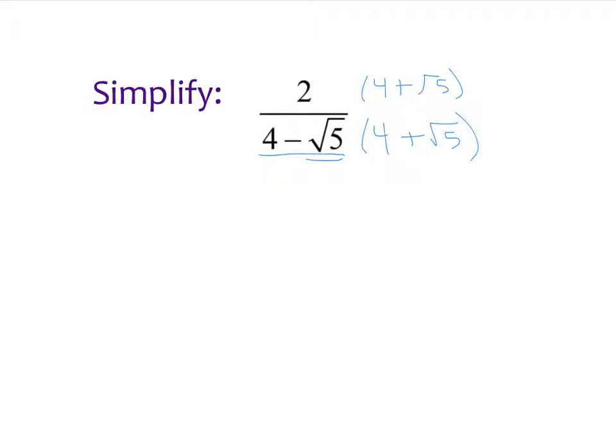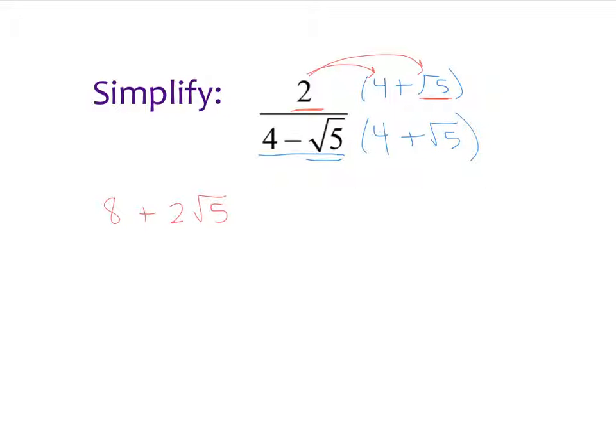So now, if I distribute in my numerator, take 2 and multiply that by 4 and by square root of 5. So 2 times 4 is 8. 2 times square root of 5 is 2 square roots of 5. Again, 2 here is not under a radical, so I can't directly multiply that with the 5 that's under the radical. So when I multiply those together, the 2 just goes outside the radical, 5 stays underneath.